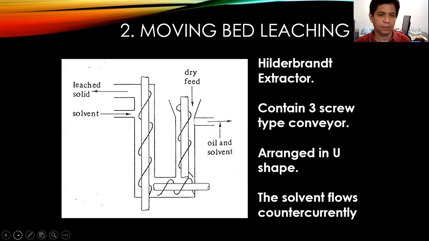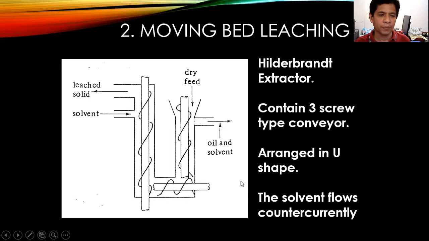So next, we have the moving bed leaching. So the first example of moving bed leaching is Hildebrand extractor. So sa Hildebrand extractor, this particular extractor contains three screw type conveyor. Ito, 1, 2, 3. Tapos as you can see, the feed is introduced in this area. Tapos siyempre, this screw type conveyor will rotate and it will move the raw material upwards in this direction. Tapos you introduce the solvent right here. So the solvent moves on the other direction, parang counter current.